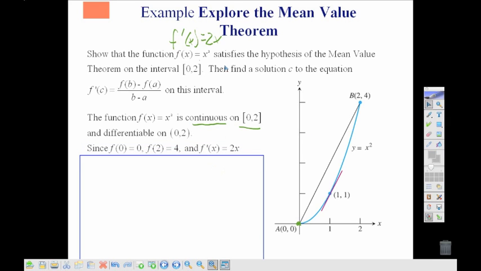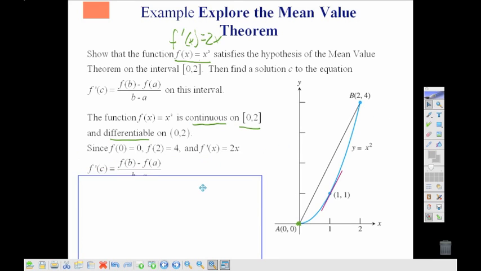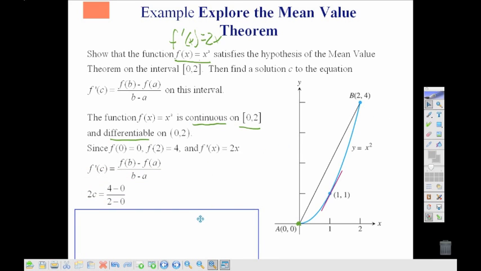So we do want to check all three of those things: continuous, closed interval, and differentiable. Then we plug in the values that we have. First of all, we plug into the original function to think about the endpoints. So I get f of 0, f of 2, and so my average slope over that interval would be 4 over 2, which is 2.